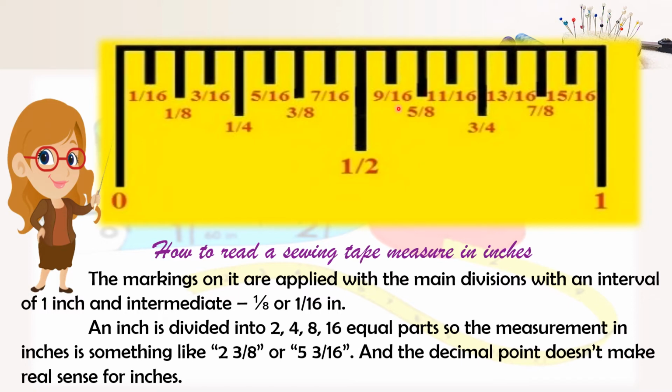Then, 9 over 16, 5 over 8, 11 over 16, 3 fourths, 13 over 16, and then 7 over 8, then 15 over 16, and that is where we will have 1 inch.